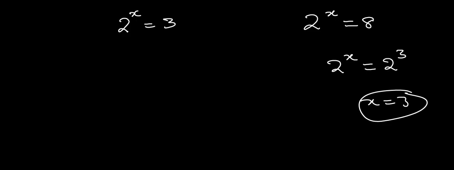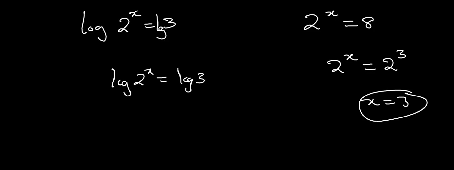Now, what if we cannot make the bases to be the same? Look at this here, you're having a 2, here you're having a 3. So you can introduce the natural log, or just log on both sides. You also introduce log in front of the 3. So you have log 2 to the power x is equal to log 3. The x can come down this side.